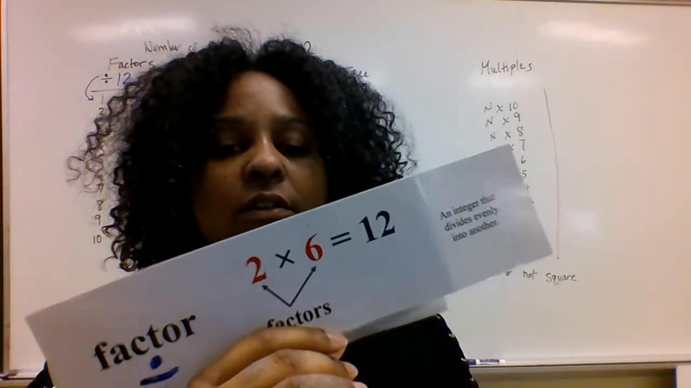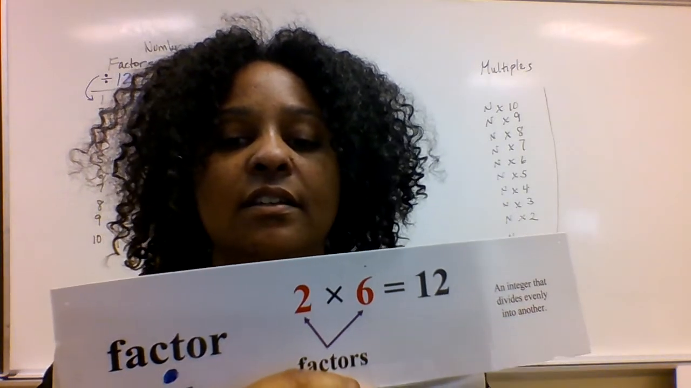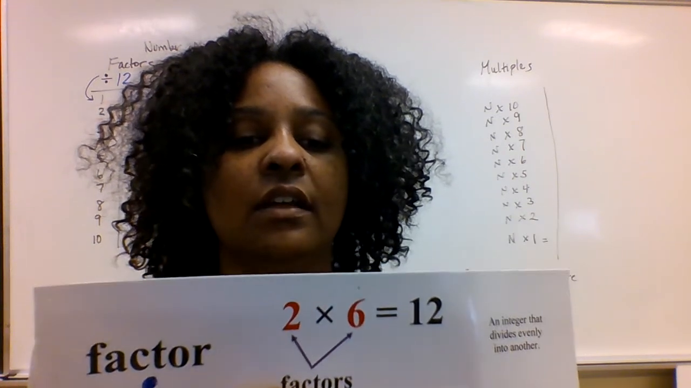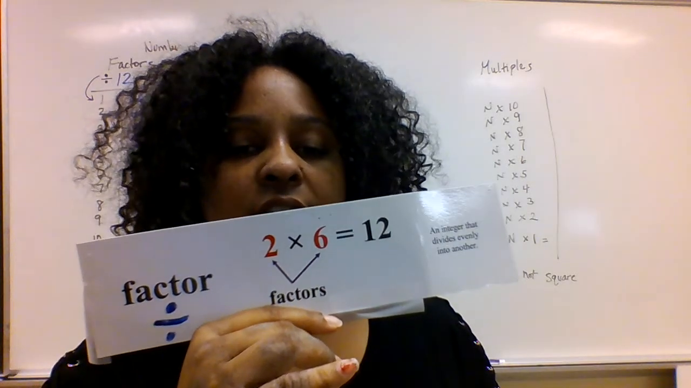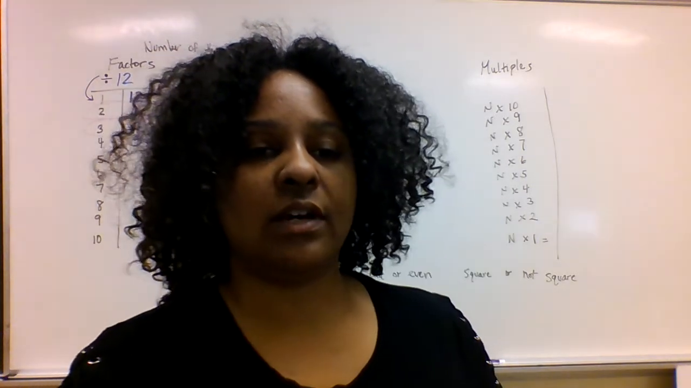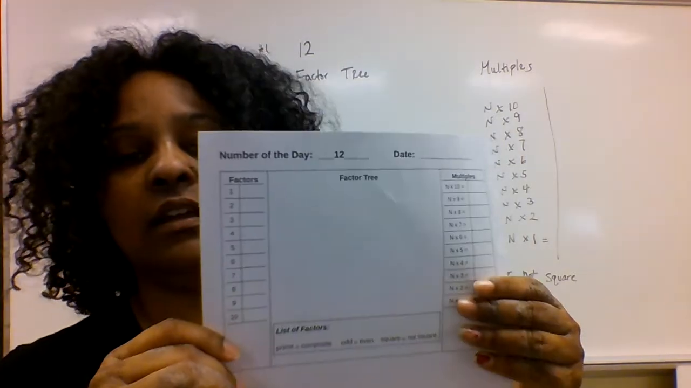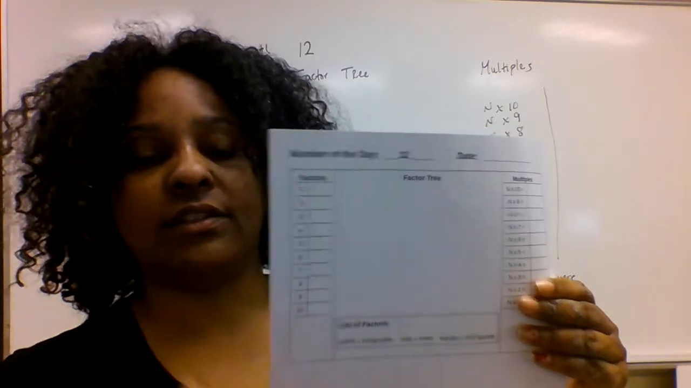All right. So hopefully you remember what a factor is. A factor is an integer that divides evenly into another. So with this example, the 2 and the 6 are factors of 12. I would like you to go ahead and fill out the factor T-chart on your paper. Pause the video and fill out the factor T-chart.